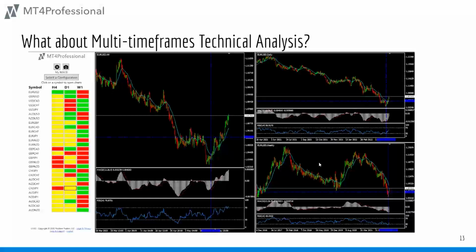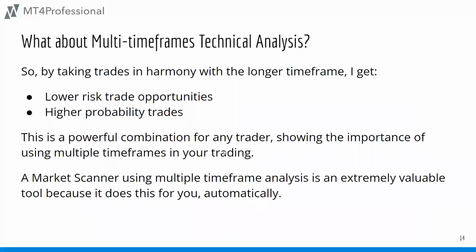So it's nice to be able to have something that's automated to let you know when that aligns so that you can get in front of it at the proper time. So by taking trades in harmony with the longer time frame, I get lower risk trade opportunities with higher probability that the trade will end in my favor. That's a powerful combination for any trader. It shows the importance of using multiple timeframes, and a market scanner using multiple timeframe analysis becomes an extremely valuable tool because it does all that for you automatically. So you just focus on the trade mechanics.